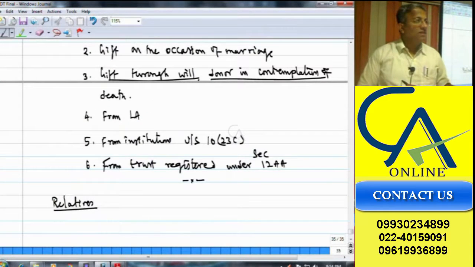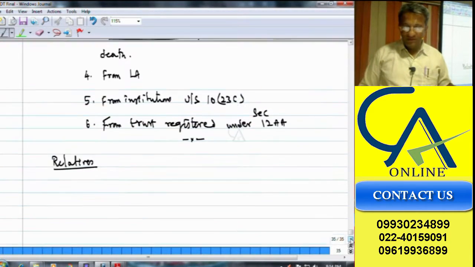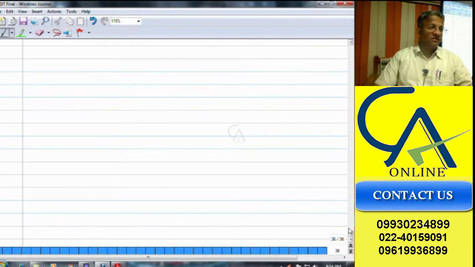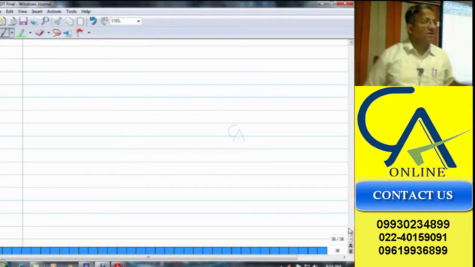Tell relatives. Spouse of the individual, brother or sister of the individual, brother or sister of the spouse of the individual, brother or sister of either of the parents of the individual, lineal ascendant or descendant of the individual, lineal ascendant or descendant of the spouse of the individual, spouse of any of the persons. Right.